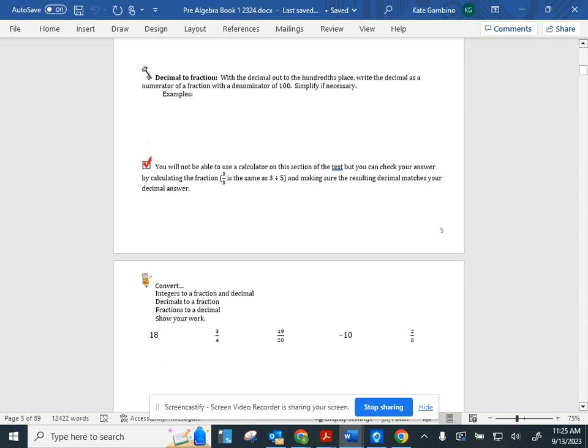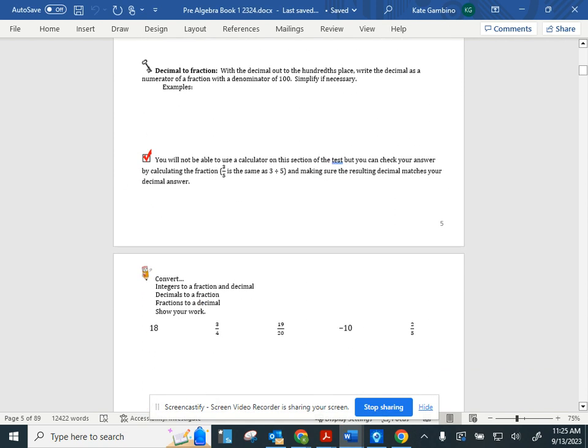Decimals to fractions. So with the decimal out to the hundredth place, write the decimal as a numerator of a fraction with a denominator of 100. So here's what that looks like. 36 hundredths. What would that look like as a fraction? Claire? 36 over 100. Am I done? Oh, I'm not done, is it?